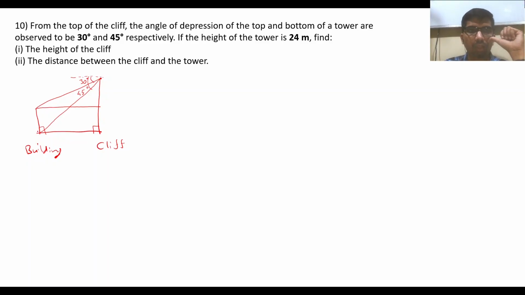If the height of the tower is 24 meters, tower का height is almost 24 meters. Find the height of the cliff. ये पूरा cliff का height find करने का है. From where you are watching the tower and distance between the cliff and the building, you have to find these two things. ठीक है? So let's name. This is A. This is point B. C.